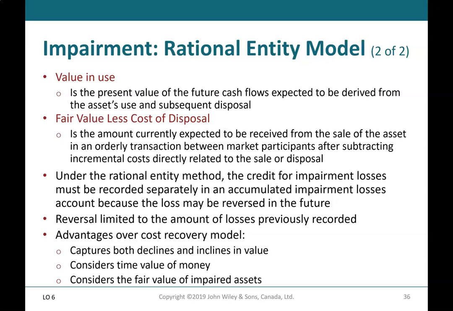Advantages over the cost recovery model. It captures both declines and inclines in value. It considers the time value of money, and it considers the fair value of the impaired assets.